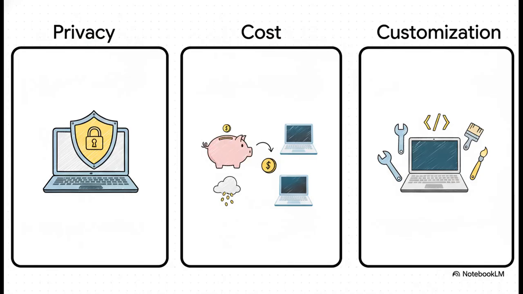So, why would you even bother with all this? Well, there are three huge reasons. First up, privacy. When you run an AI locally, your conversations, your data, it never leaves your machine. It's all yours, period. Second, cost. Yeah, you have to have the hardware, but after that, running the models is free. And third, customization. This is the cool part. You can tweak these AIs to be absolute specialists at pretty much anything, from creative writing to super complex coding.